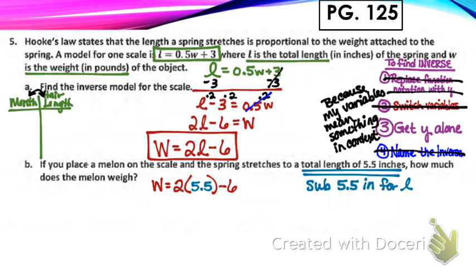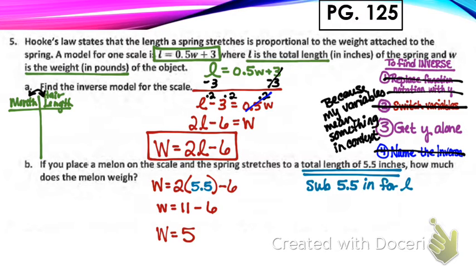When I'm working with things like 0.5 or 0.25, I usually find it really easy to think about money. If I have $5.50 and I double it, I multiply it by 2, how much do I have now? $11. So I have W equals 11 minus 6. What is 11 minus 6? 5. W equals 5.